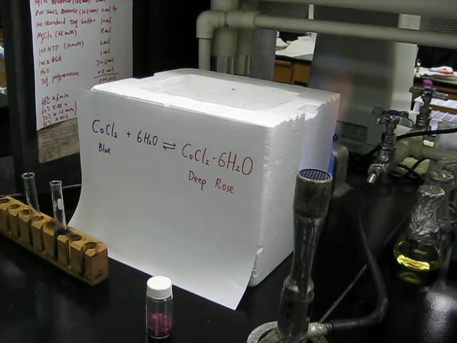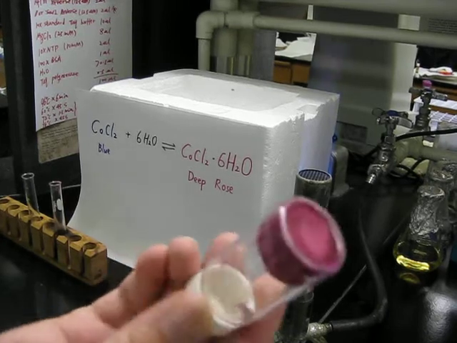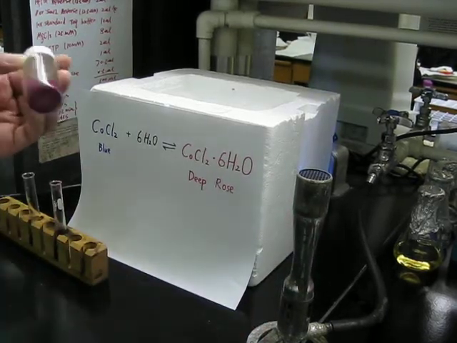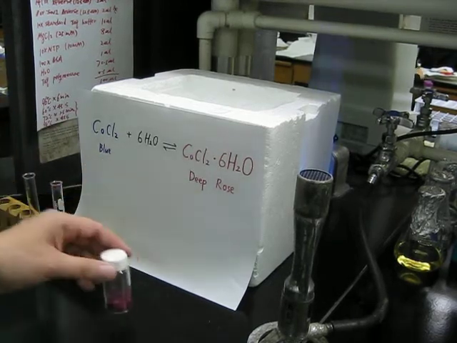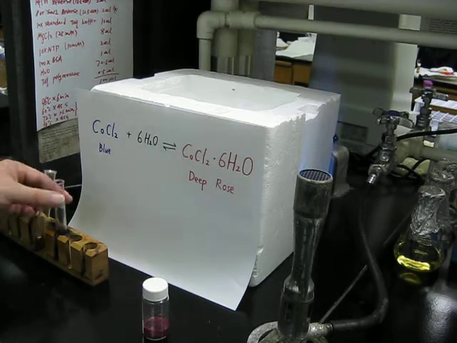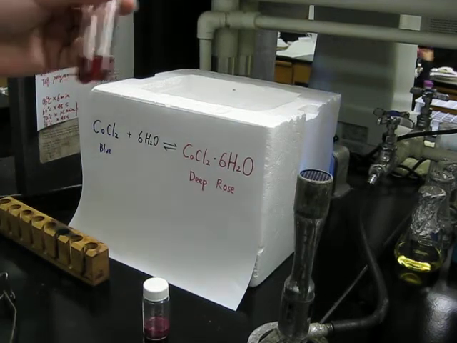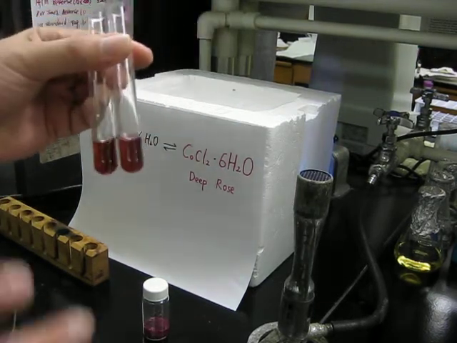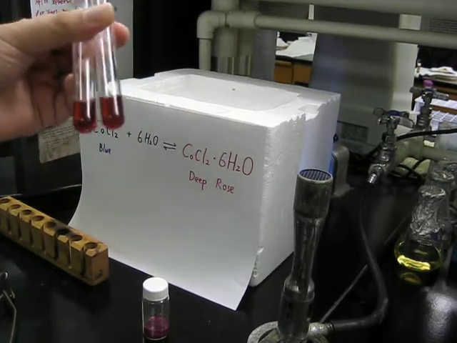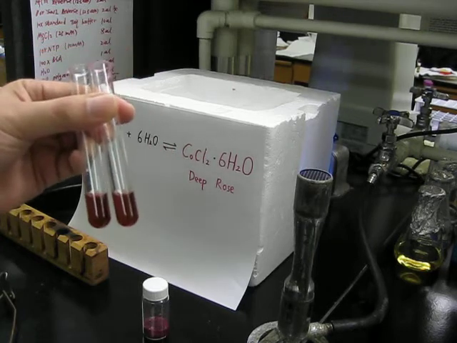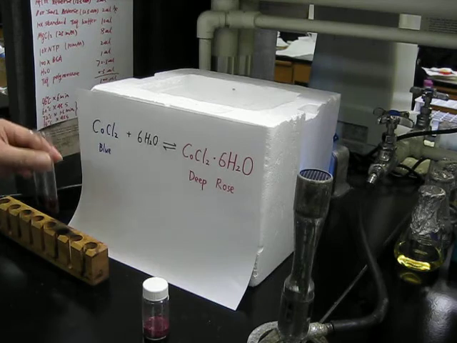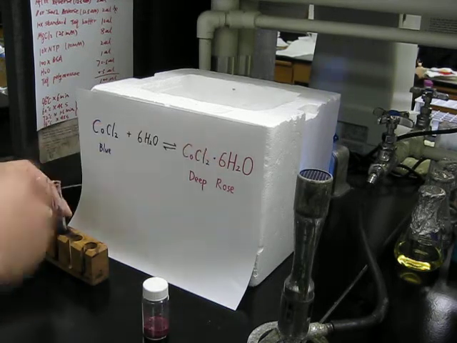I prepared 2 samples. One is solid, like this. If you look at this solid, you see it is deep rose color. So it's a cobalt chloride hydrate with 6 water. The other sample I prepared equally distributed into the two test tubes. So they are the same solution. They are cobalt chloride in water. They also have color of deep rose. So they also have a molecular formula of cobalt chloride with water.